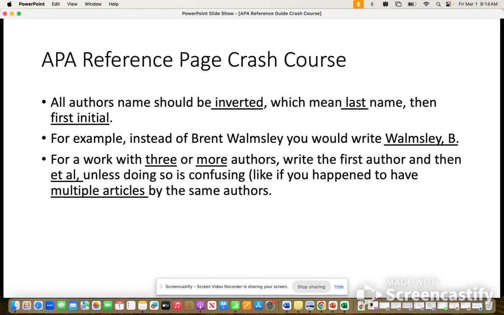Unless doing so is confusing, like if you happen to have multiple articles by the same authors. And sometimes that can happen, especially if you're researching something very specialized. You'll find that it's like these same people just keep researching the topic and doing different studies on it. So that can happen. Let's hope not at this level, especially since you guys are just starting. But if that's the case, come talk to me before stressing out. But if your article is more than 3 authors, you're going to write et al. If it has 3 authors, just list them out. Put your first author, last name, first initial, comma, last name, first initial, comma, and the third person. Okay.